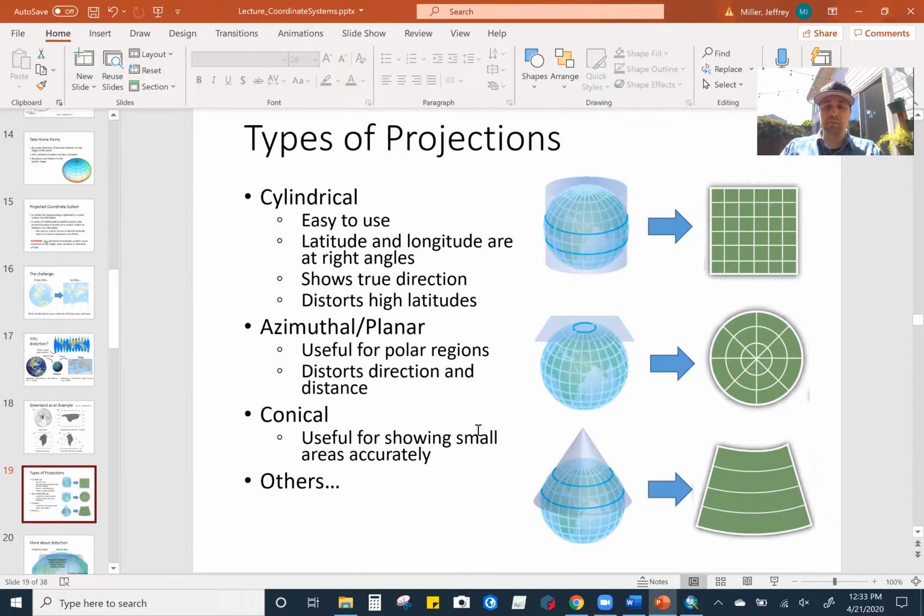Then there's also something known as a conical projection, which basically looks like a cone. If you're looking to show really small areas, kind of an even more localized picture of something, the conical is a pretty good option because the distortion is reduced. The more we can shrink down what is being mapped, the less distortion is going to occur.